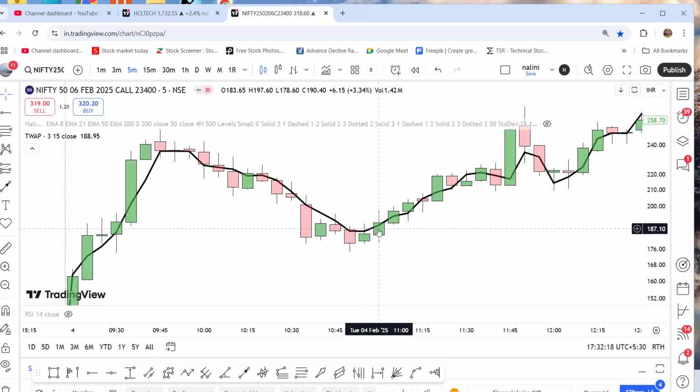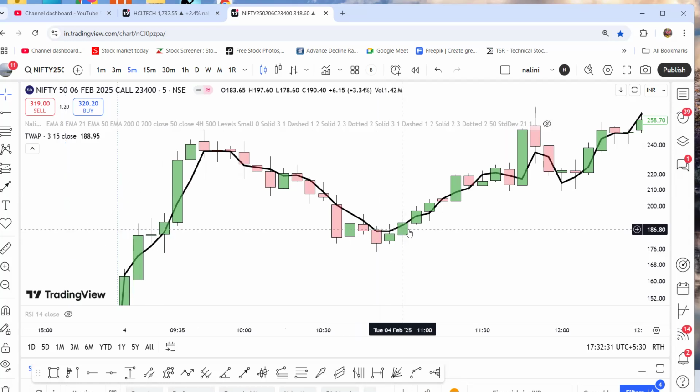But when you push the market to the next day, the closing is 190.4 and the TWAP reading you are getting is 188. So it is the bullish start. Once you get the entry, you keep the stop loss beneath the low of this candle, 178.